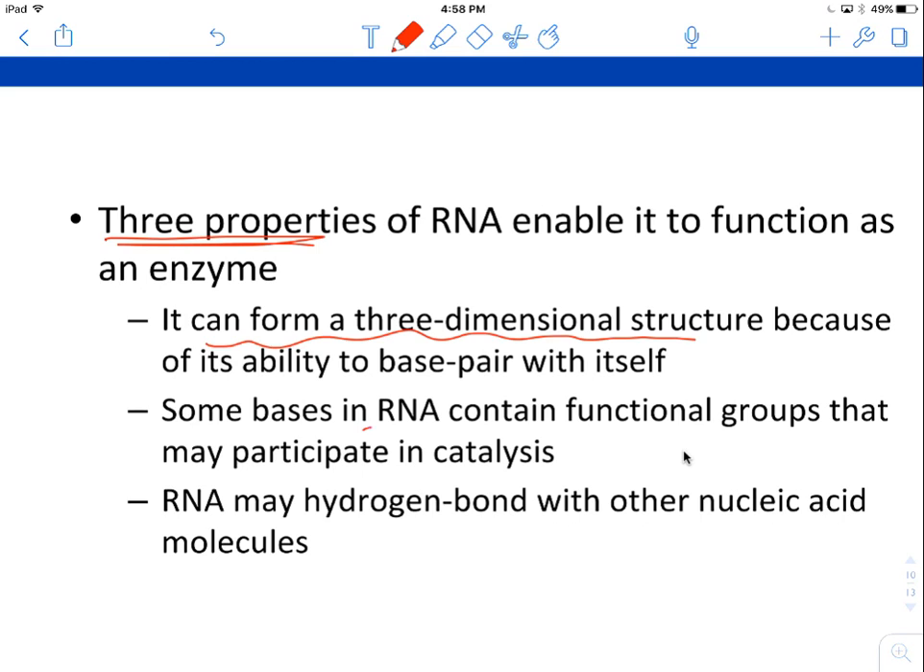Some of the bases in RNA, like adenine, guanine, cytosine, uracil, contain functional groups that can participate in catalysis. And RNA may also hydrogen bond with other nucleic acid molecules. It can bond with DNA, it can bond with other RNAs because of the rules of base pairing. And so these ribozymes often participate in reactions that require cutting or manipulating other nucleic acids like DNA and RNA.